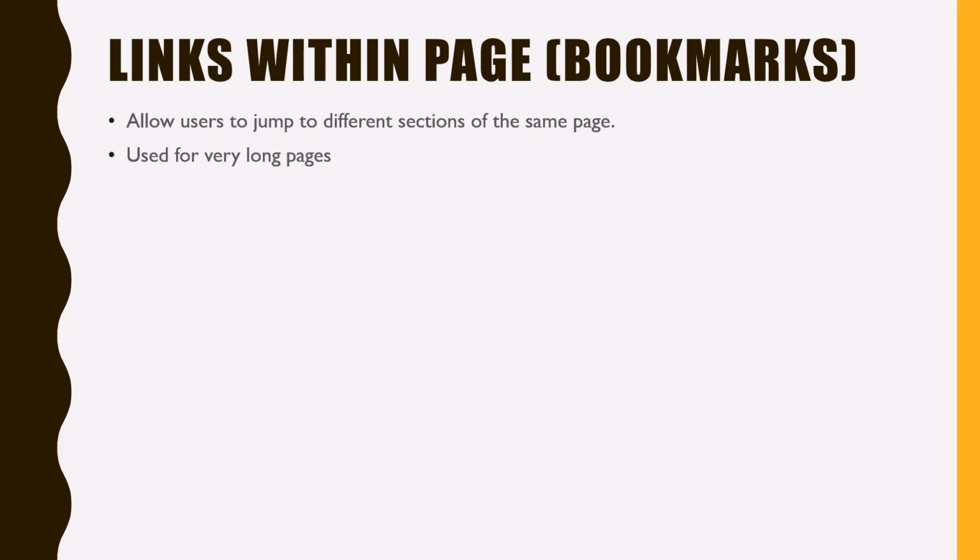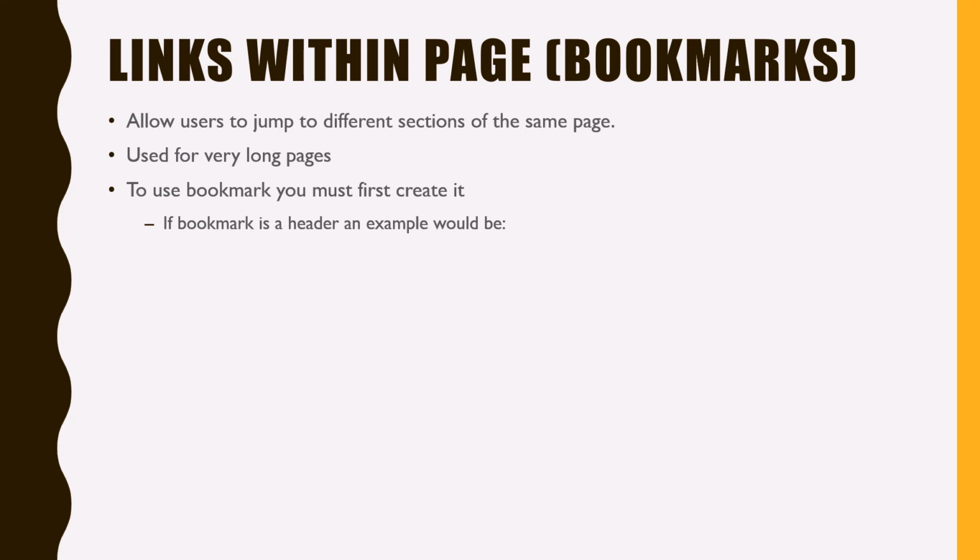The last type of link we have is a link within a page, otherwise sometimes known as a bookmark. A bookmark allows a user to jump to different sections but on the same page. This is typically used for pages that are extremely long. To use a bookmark, you have to first create the bookmark. So I'm going to walk you through how you would do that.